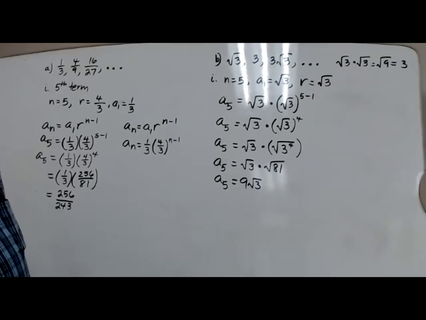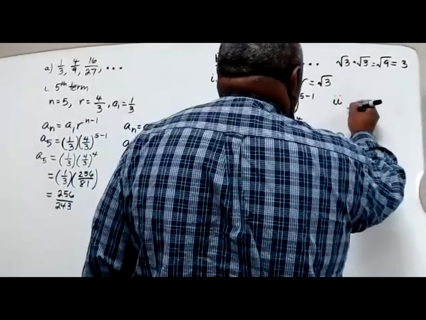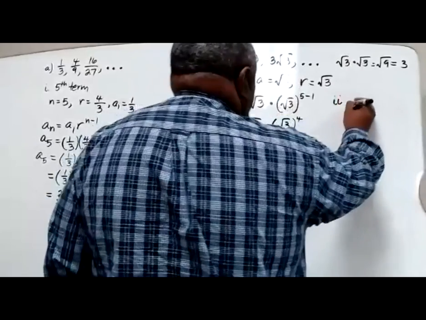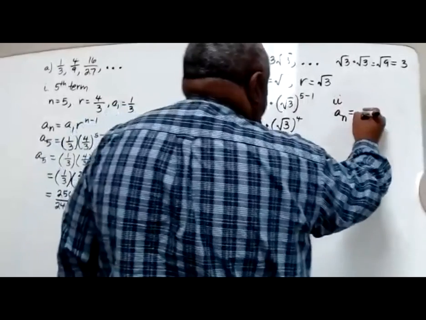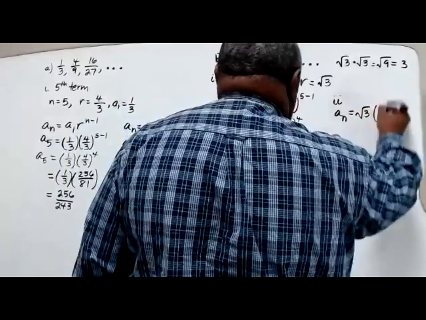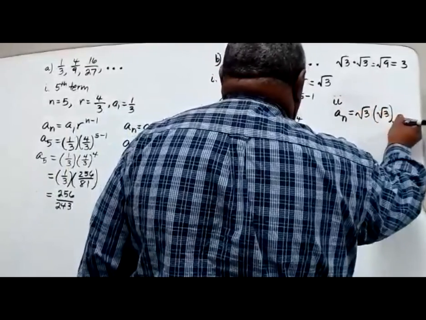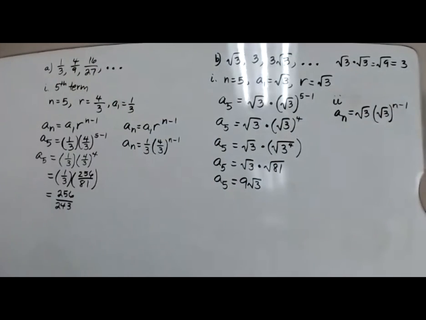Questions about that first part in part B? And now for the nth term. Of course, this is a sub n equaling a sub 1. That first term was the square root of 3 times r, which is also the square root of 3, raised to the n minus 1. That would be the general form for finding the nth term of this geometric sequence. And that would be as far as I can go in simplifying that problem.